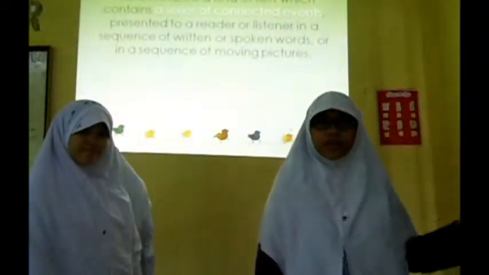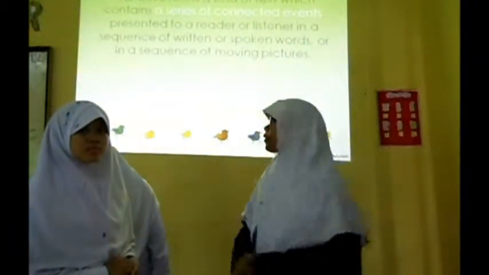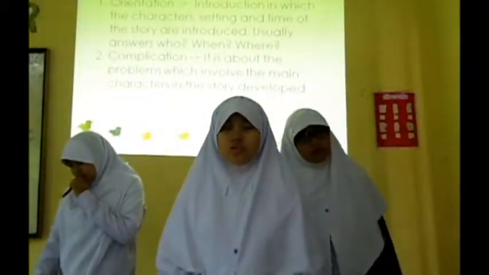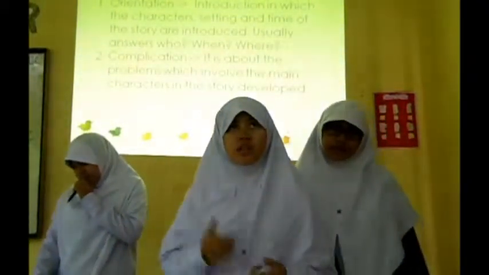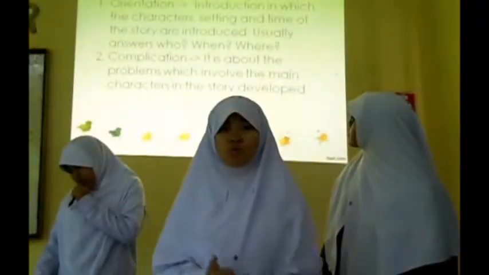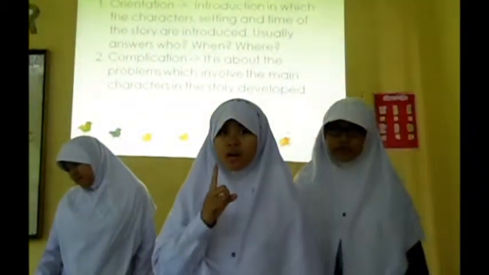Definition of narrative text is a kind of text that is presented to a reader by writing, spoken, or moving pictures. And now we are going to the text structure. Narrative texts have four text structures. The first structure is orientation. Orientation is just like the introduction, in which the main characters, the setting, and the time of the story are introduced. It answers the who, when, and where questions, and it usually takes place in the first paragraph.